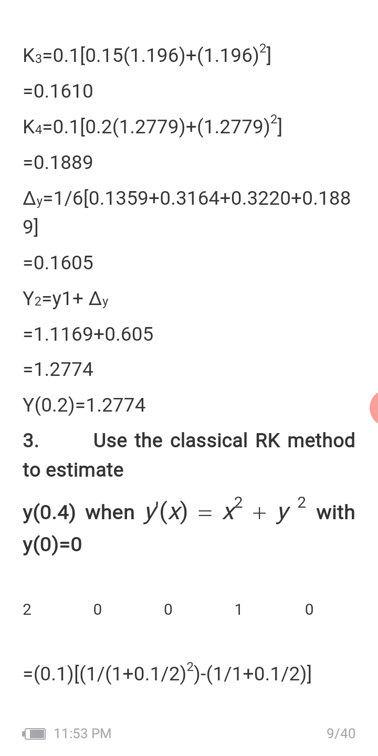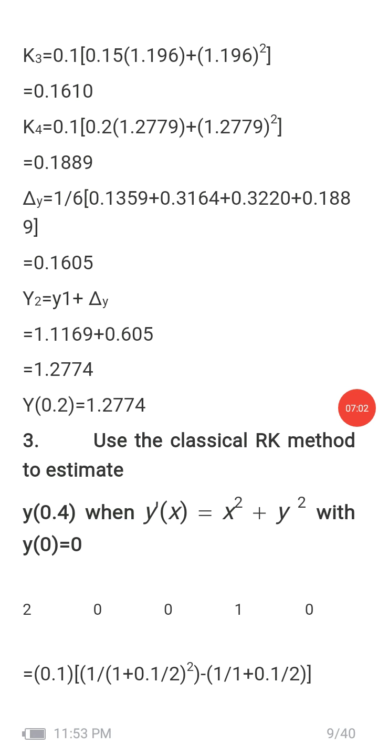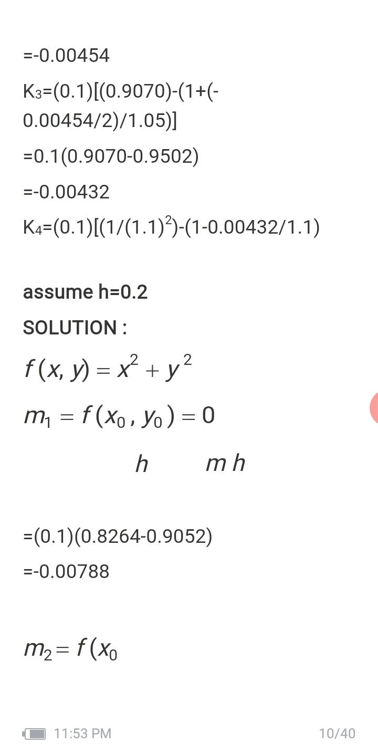The given function is y dash of x equals x square plus y square. Then initial values are x0 equals 0 and y0 equals 0. Then find the value of y at the point 0.4. Okay, first we write all the initial conditions and given function values. We know the formula very well. Therefore, we substitute all these values in the formula. We can find the values of k1, k2, k3 and k4.